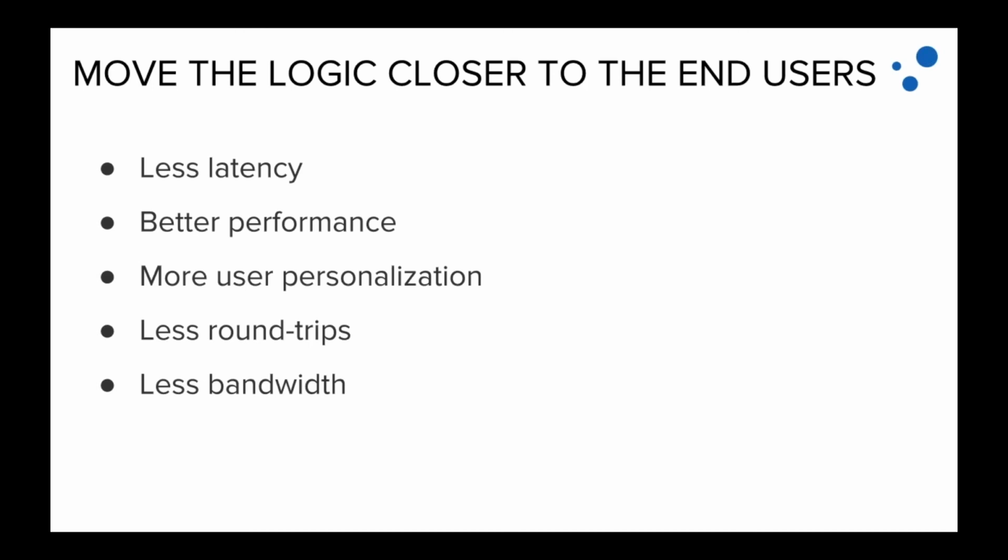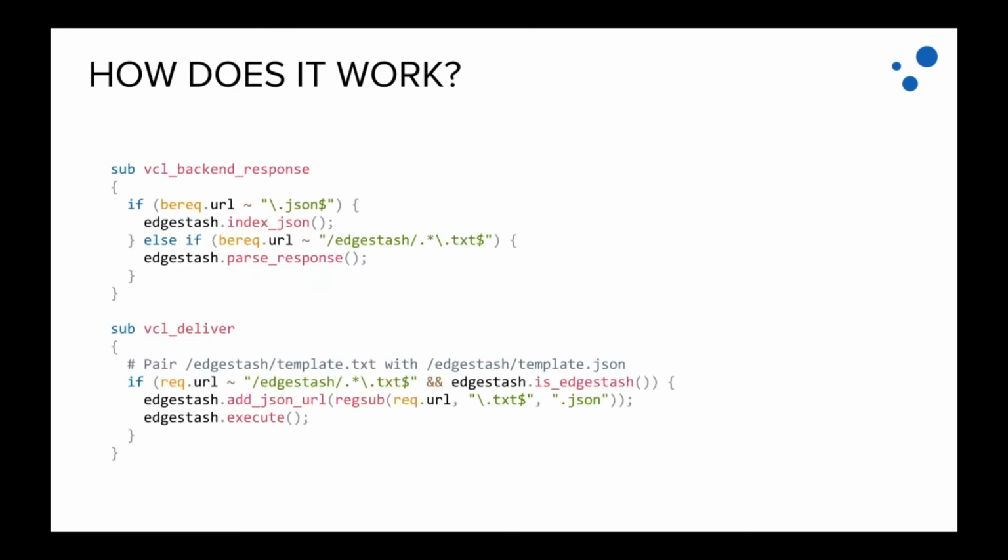So how does Edgestash work? Well, first of all, if you remember the example, to render a page we basically need a library. Edgestash does understand mustache syntax, so we need a library, and this library will need JSON data with values, and we'll use those values to render the page.